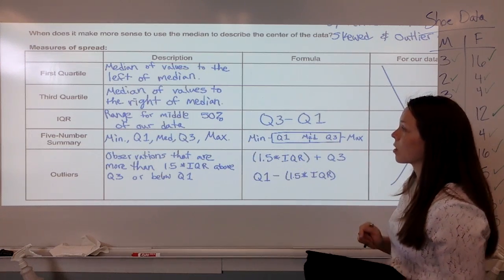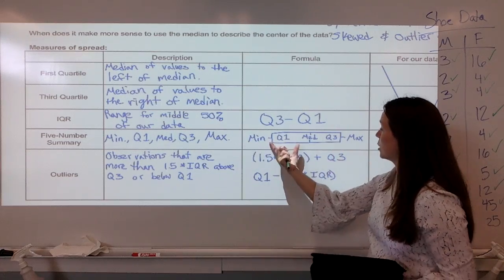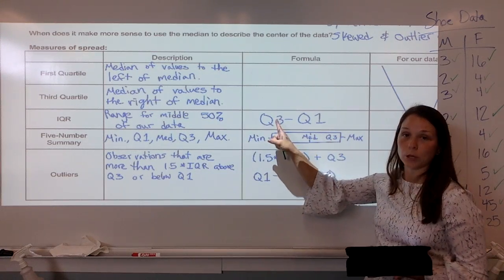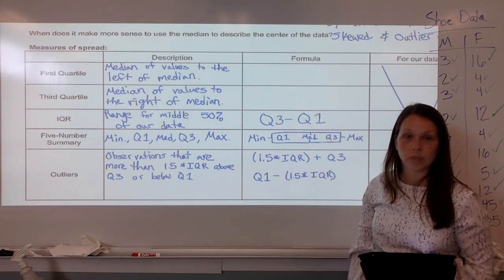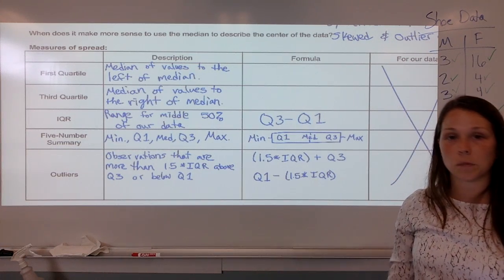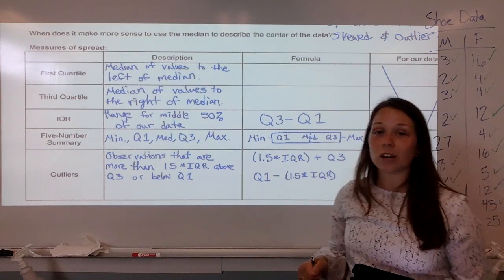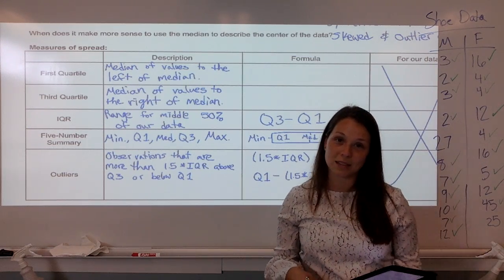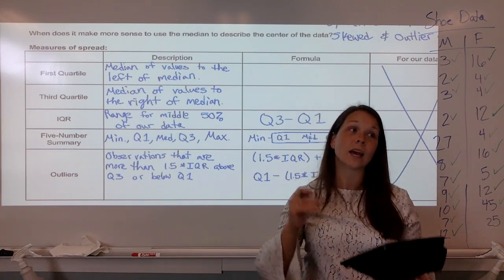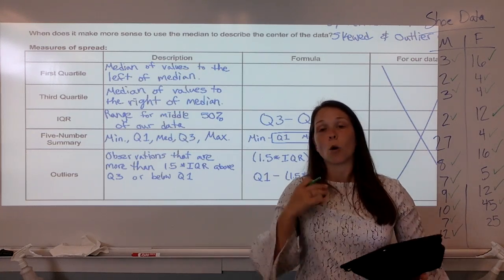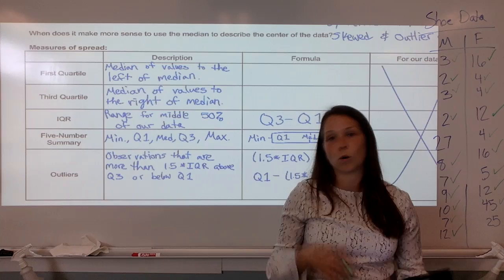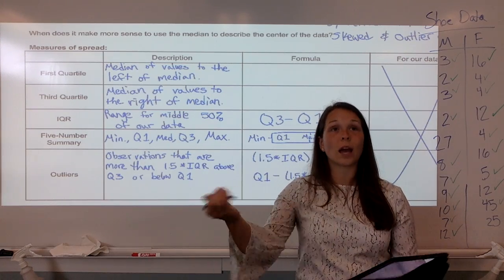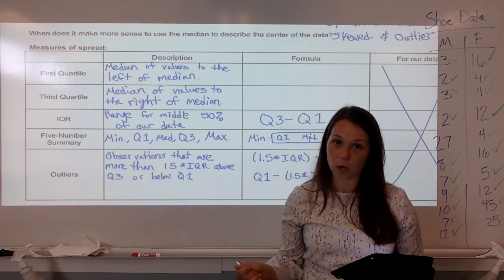Your IQR is representing this box of your box plot, and that's calculated by doing Q3 minus Q1. It's giving you the middle 50% of your data. The AP exam is really good at giving out 5-number summaries. It will say something like, here's this 5-number summary, what can we conclude about this data set? Or describe the data set based on this 5-number summary. Or create a box plot using this 5-number summary.